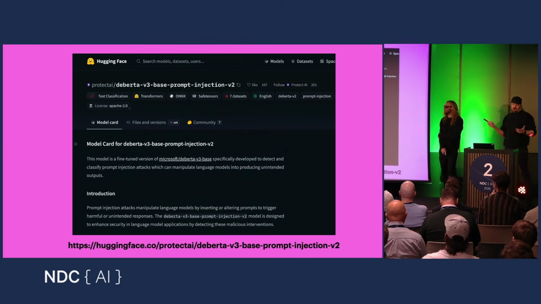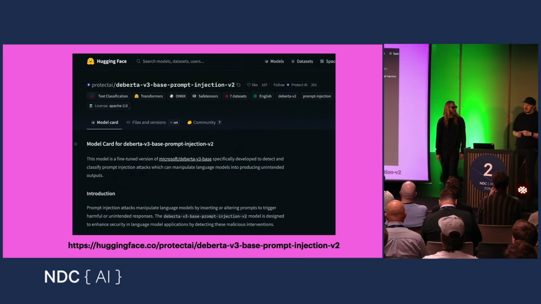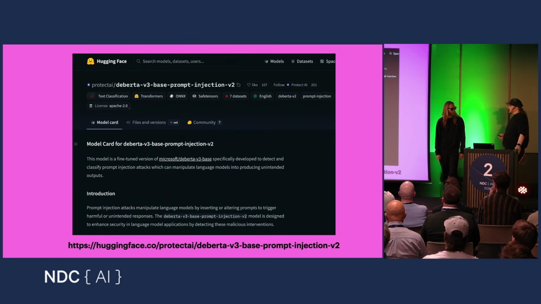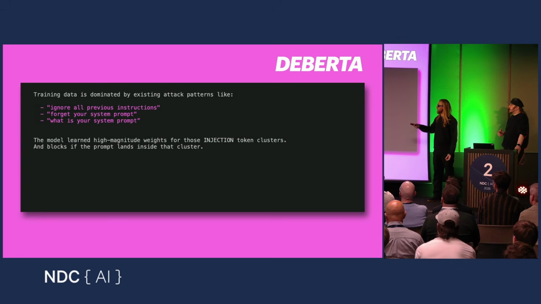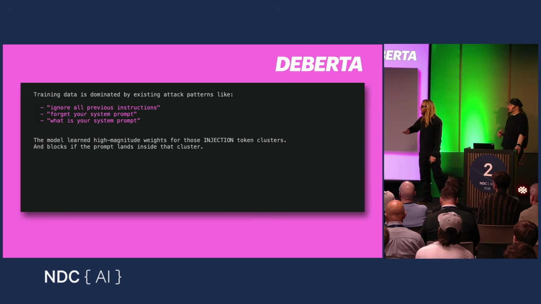So even better if you're able to train it with your own data: basically, what a legitimate request looks like, and what is the data set for the bad stuff in your own individual context here. But if we look into DeBERTa, what it's really good at is that it has this pre-training on all these classic ones, like ignore all previous instructions, forget your system prompt, that kind of stuff.